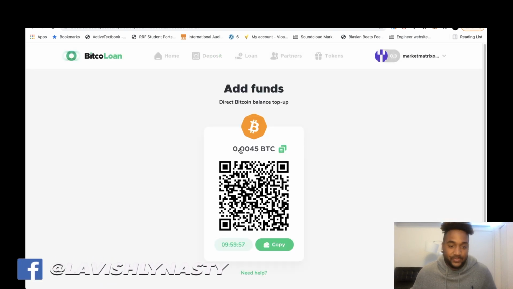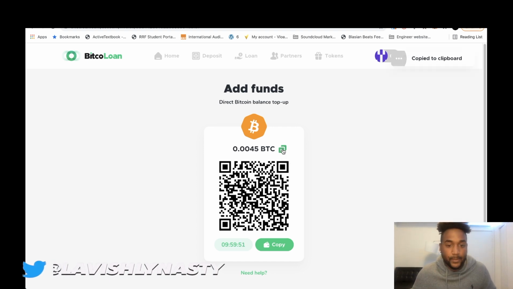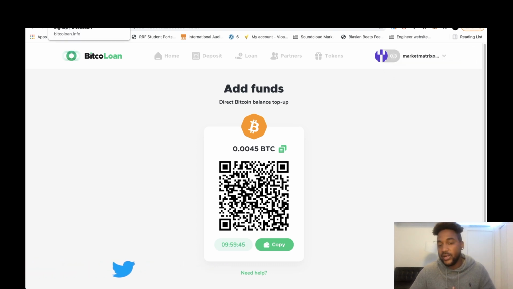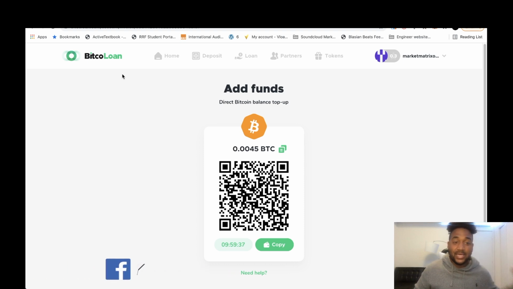Once you click that, it's gonna show you the address to send it to. So you're gonna copy that address. Then you're gonna go to the app that you bought the crypto on, whether that's the same app on your phone, your computer, whatever. And you're gonna send the Bitcoin that you want to send, or Ethereum or Litecoin, whatever you want to fund it with. Copy the address, send it from there.